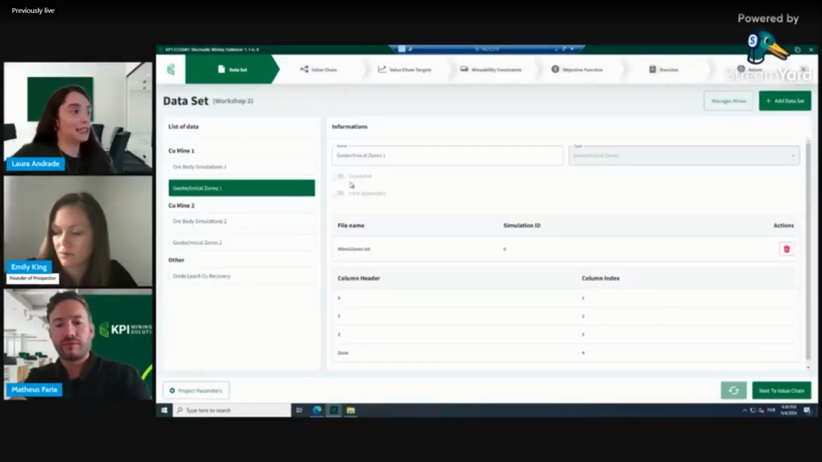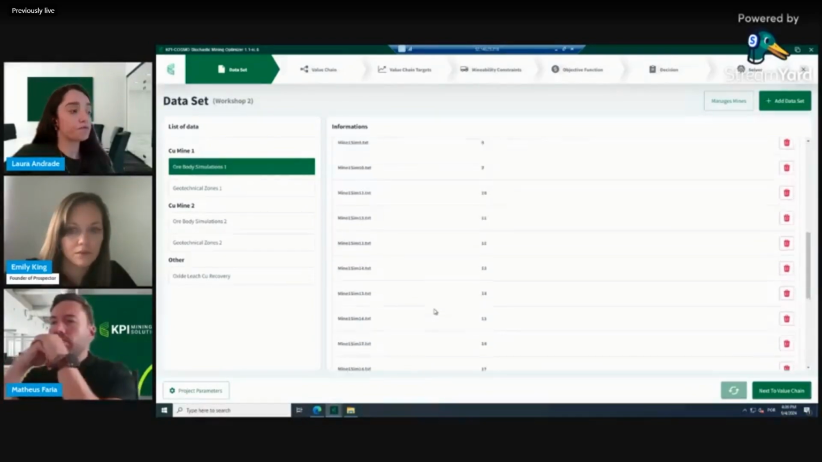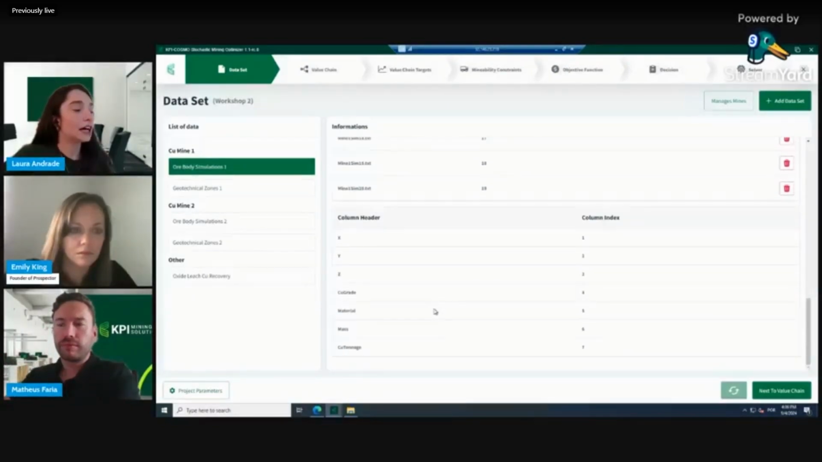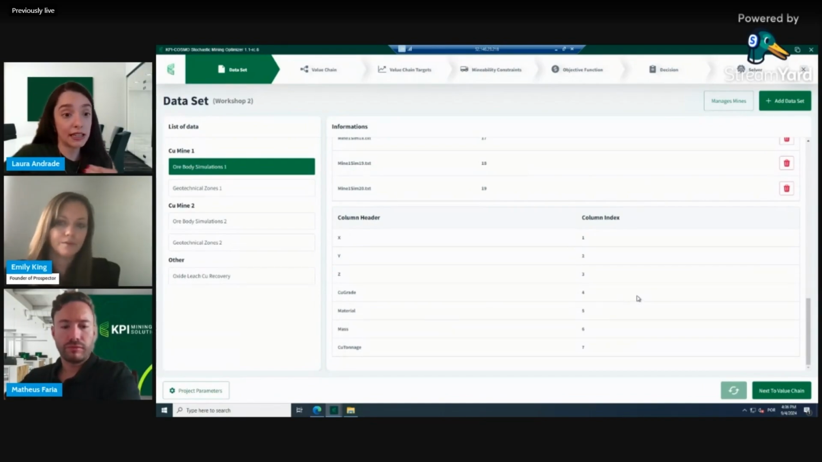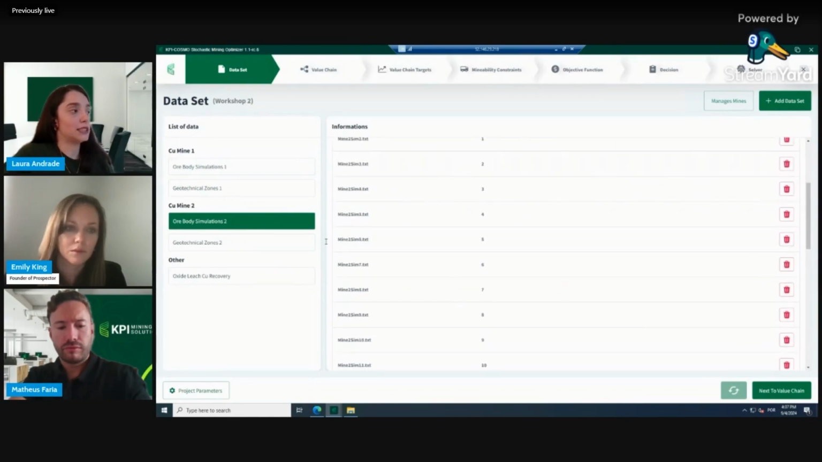In terms of the data set, as I mentioned, we have 2 mines. The minimum requirement is to input a set of simulations for each mine, a simulated block model. In this case, we have 20, and at least one attribute. Attributes are represented by these headers. At least one attribute needs to be simulated, so we have uncertainty modeled in terms of at least one attribute. In this case, it's copper grade. We'll have the same thing for mine 2, so 20 simulations.